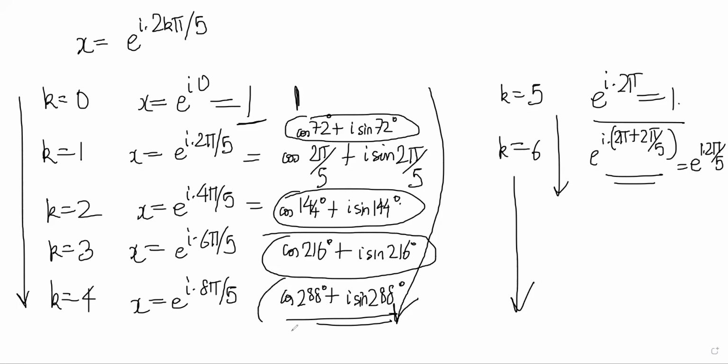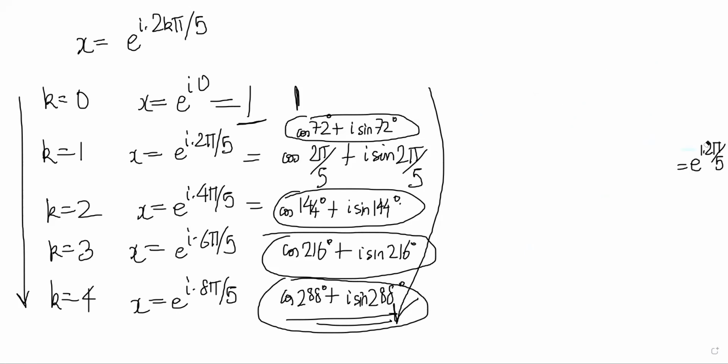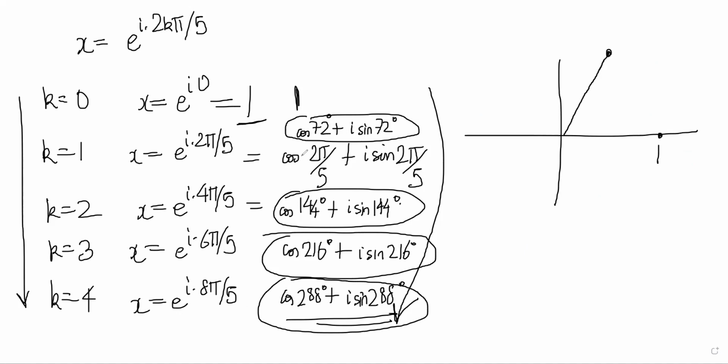Is everyone convinced? Is everyone understanding what I'm saying? These 5 complex numbers, can you plot them on the xy plane? So we can say that these complex numbers will be like this. The first complex number is at 1. The second one is making a 72 degree angle, somewhere here, and length is 1. All the complex numbers have length 1, by the way, right?